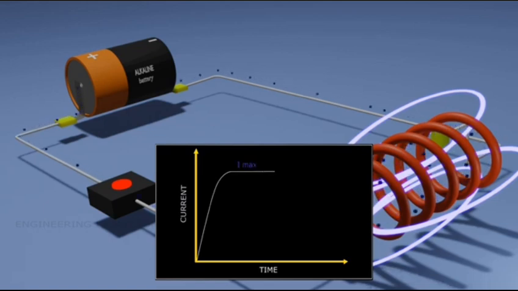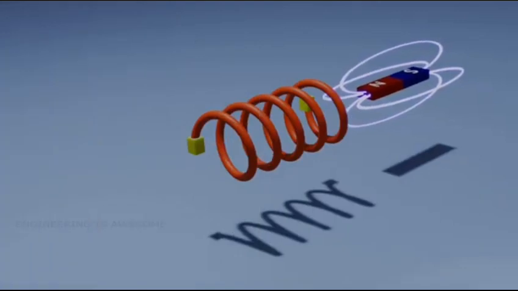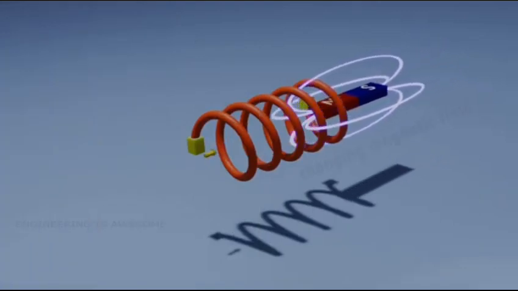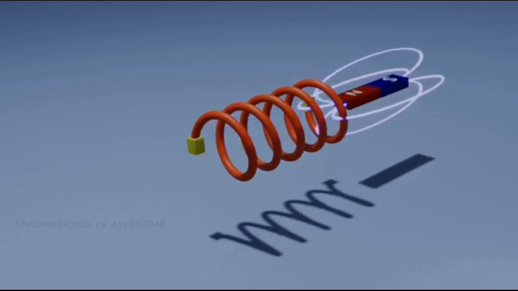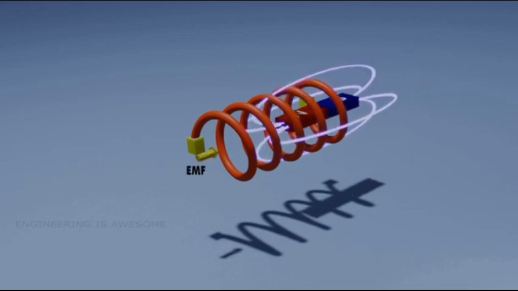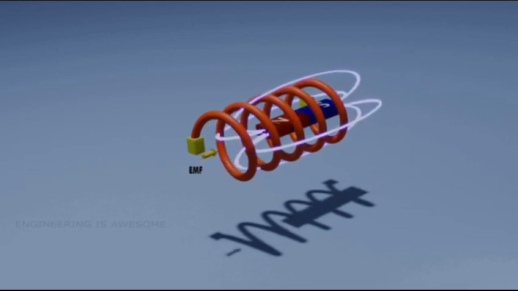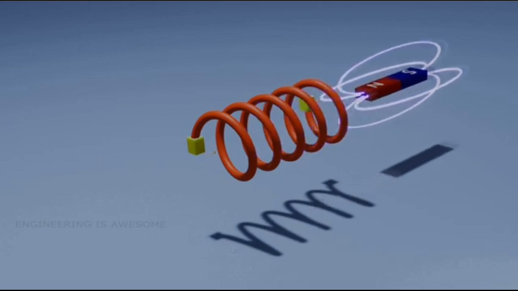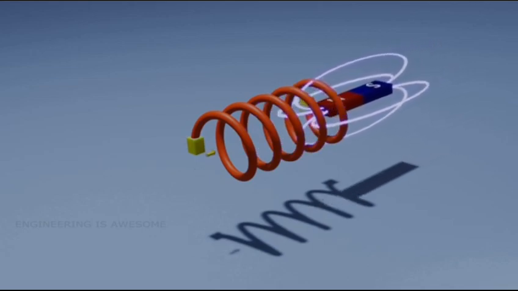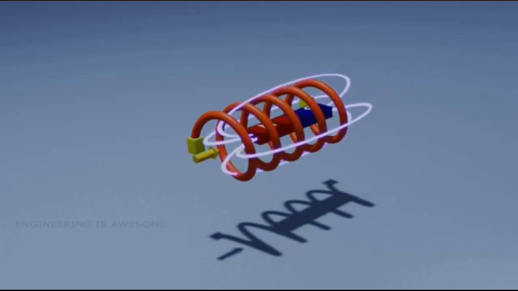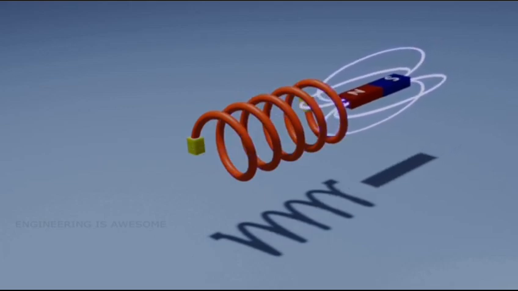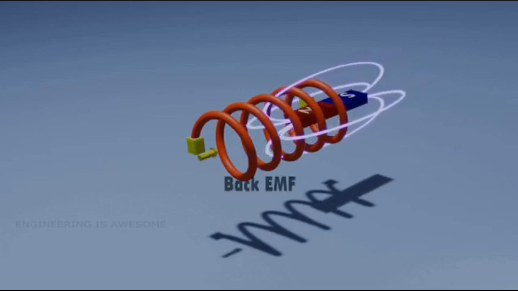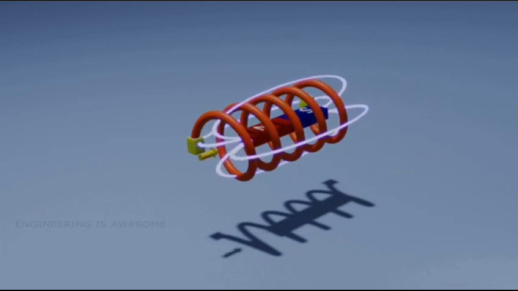To understand this, we must know about Faraday's law of induction. Faraday's law states that if there is a changing magnetic field over a conductor, it will induce an electromotive force, called an EMF, in the conductor. The direction of this EMF is always opposite to the magnetic field which created it. Due to this property of opposing its own source of creation, this EMF is called back EMF.